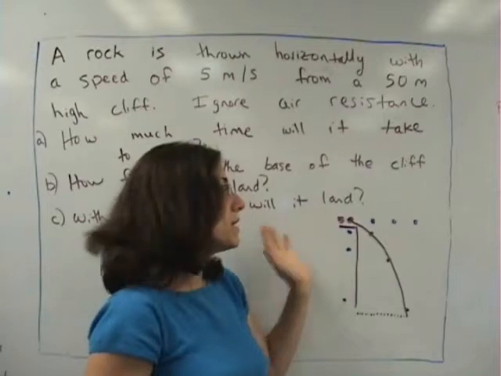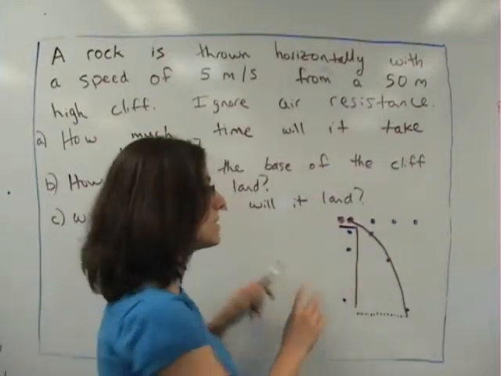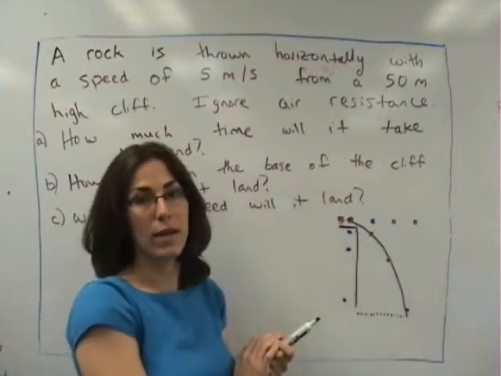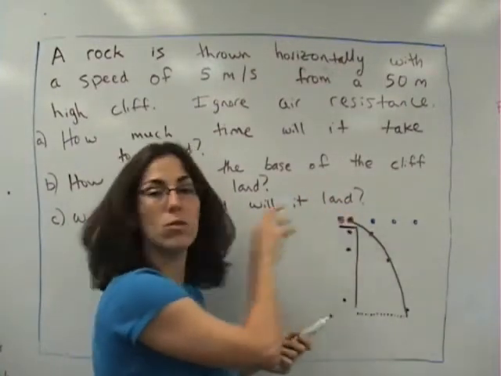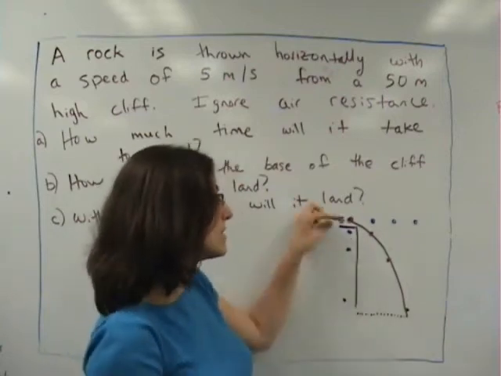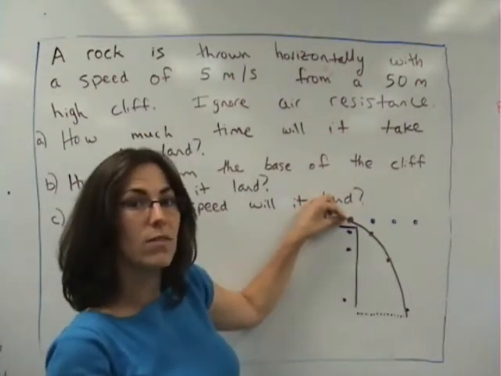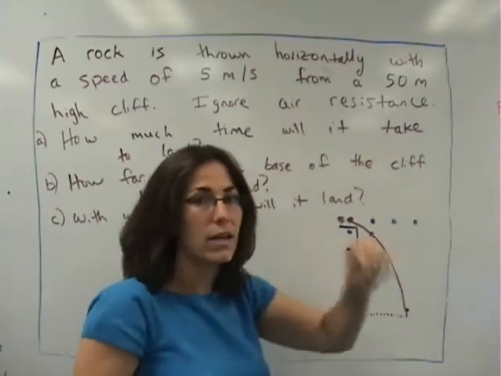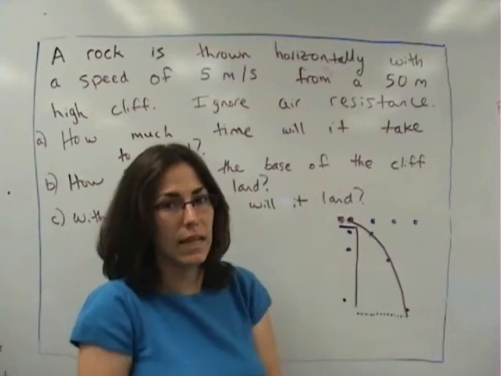Well, because these motions are independent, it takes the same amount of time to go sideways and drop as if it was just dropped from rest to begin with. Meaning because this is thrown with just a horizontal speed to begin with, the time it takes to hit the ground is the same as if I just held it at the top of this cliff and dropped it. So we're going to look at that. I could just start the problem and say I have a 50-meter high cliff and I'm dropping something. How much time does it take to land?